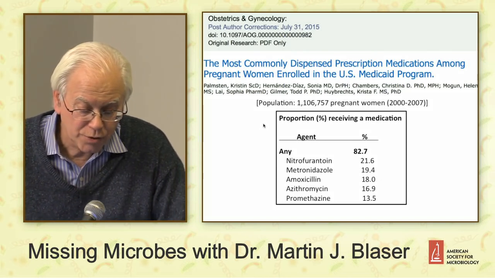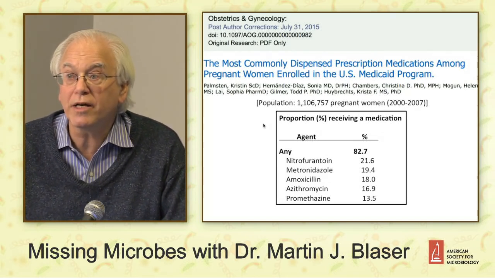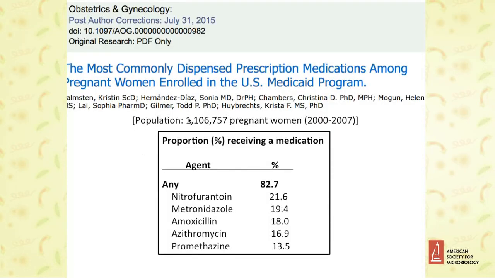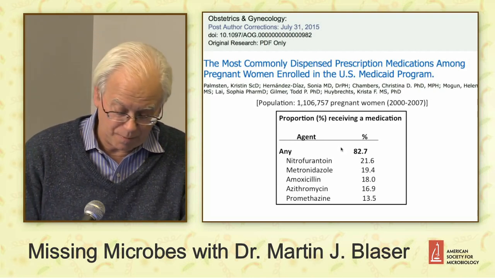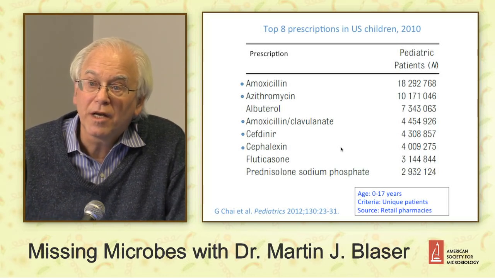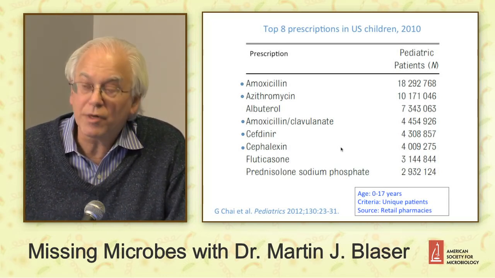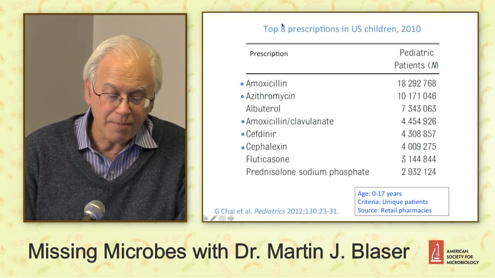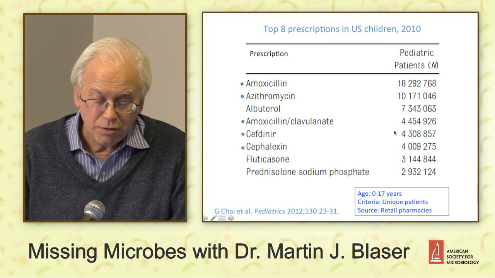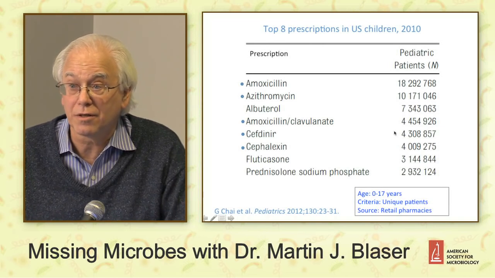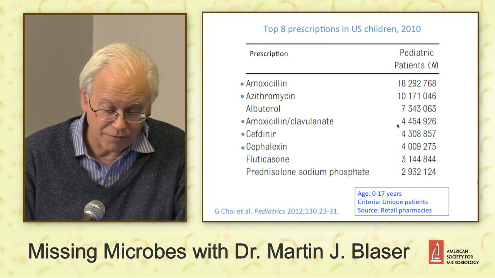So how much more? So here's a recent study of more than 1 million pregnant women in the United States. And of these women, 82% of them received some drug during pregnancy. And of the top 5 drugs, 4 of them are antibiotics. We estimate 50 to 60% of American women are getting an antibiotic during pregnancy. How about childhood? Here are the top 8 prescriptions in US children in 2010. And of the top 8, 5 of them are antibiotics. These 5 antibiotics alone were given more than 40 million times that year. The other 3, interestingly, are for asthma.